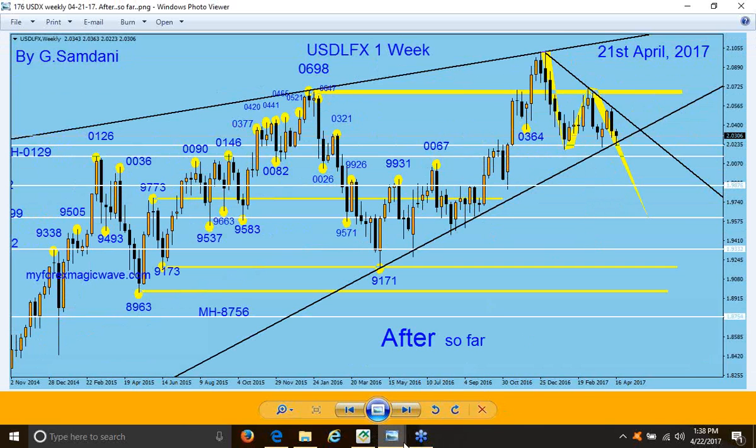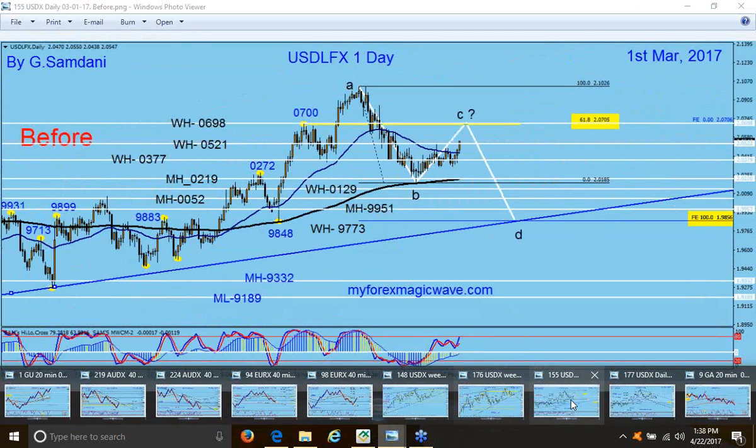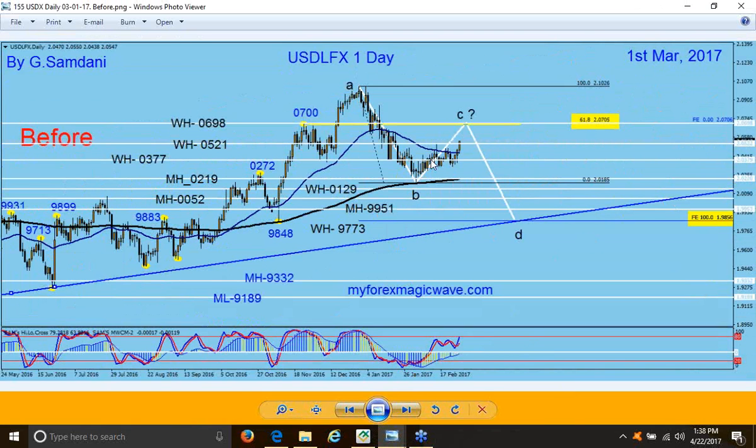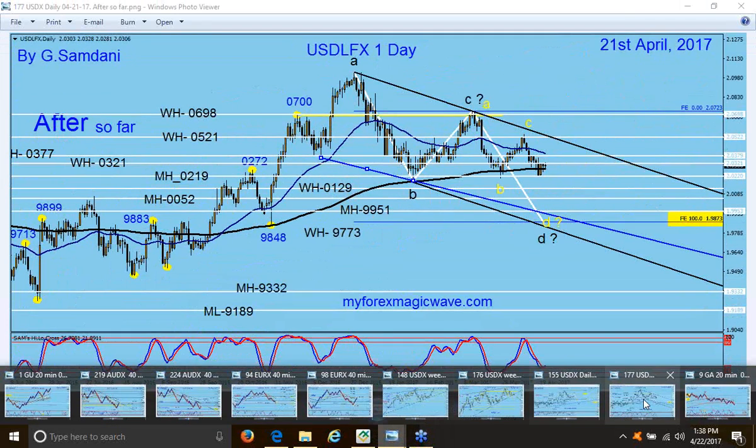So this is what happened. And then the daily chart also, I made a daily chart after a little while. This is the one. See, after dropping and then we're going up, this is A, B, and then we're going to go up here for C, and then drop here for D. And this chart, you can see this is what happened to this chart.